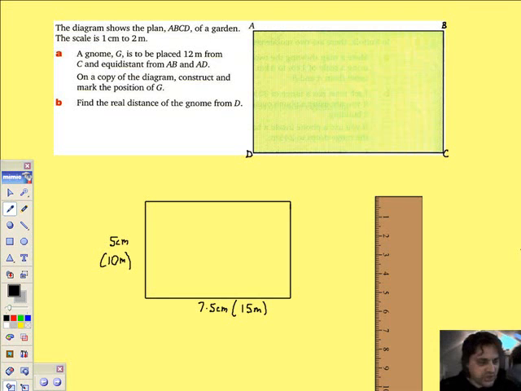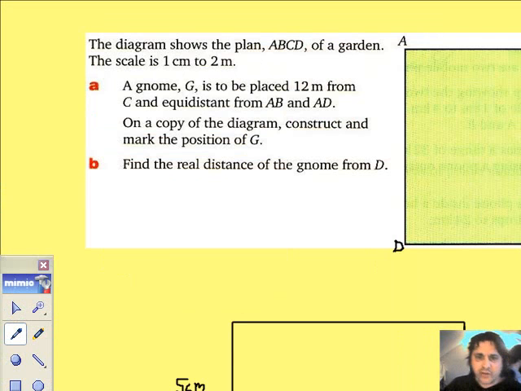There's a lovely question in the assess for chapter 16. It's one of these functional loci questions involving a real story, and question 5 is the one I want to do, and nothing else really, because it's all too samey. Right, question 5. The diagram shows the plan ABCD of a garden.